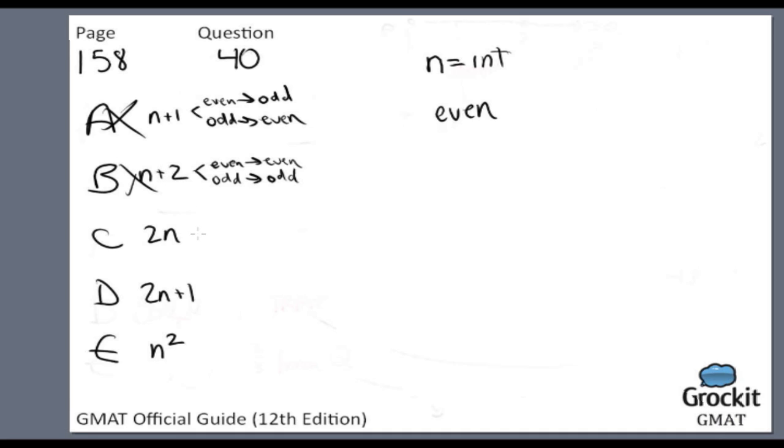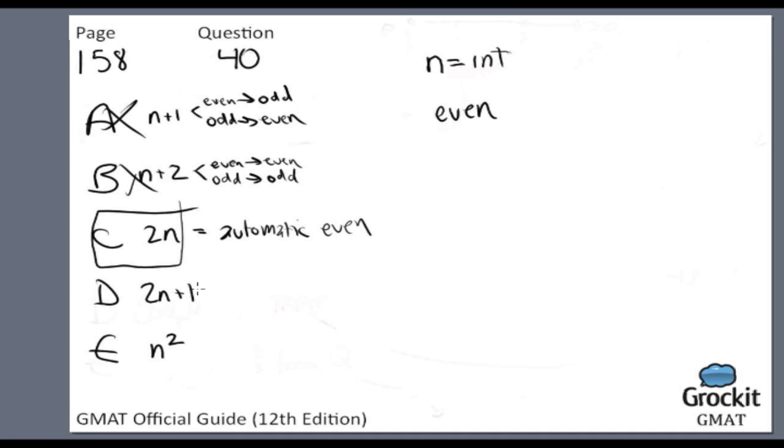If we multiply n times 2 and n is an integer, 2 times any number is automatically even, no matter what, because the number that you end up with is divisible by 2, which is your definition of an even number. So in this case, choice C is clearly our correct answer, but let's just cover the other answers just to make sure we know why they're wrong.